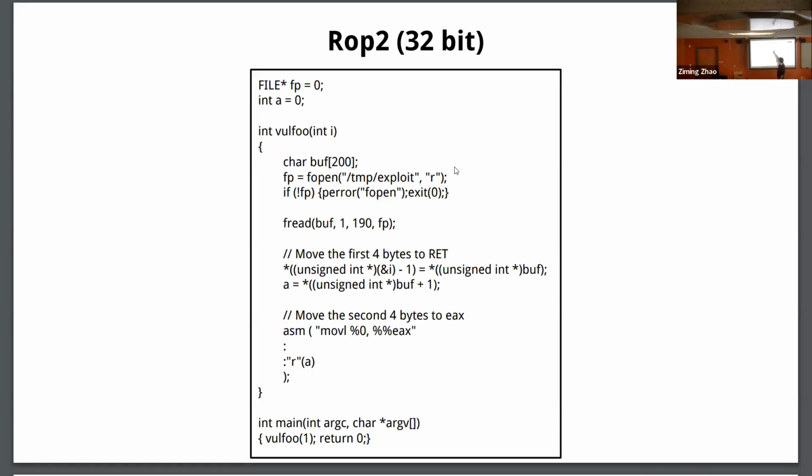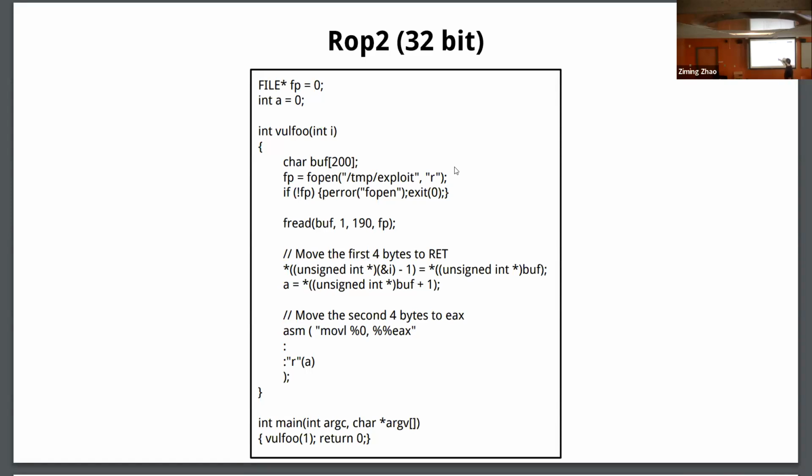Then we get an exploit from a file. From the file, we read 190 bytes, but the buffer is 200 bytes. So there is no buffer overflow here. However, the next several lines will make sure that you can override two things in this function. The first one is the return address.